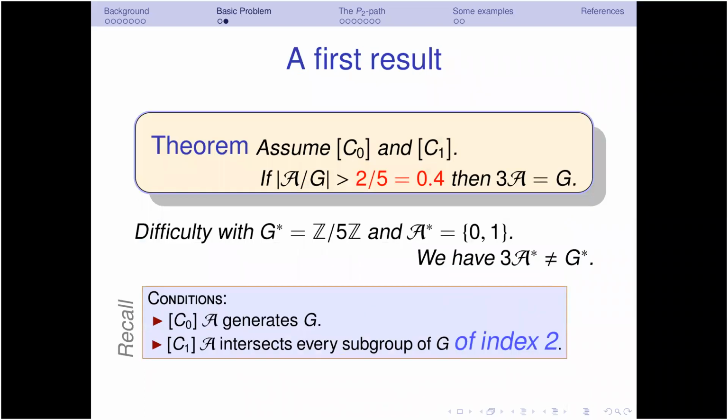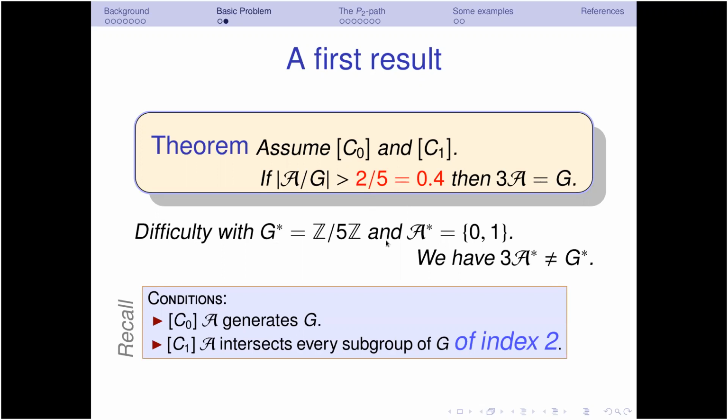Okay, so the first result we have, which is the trivial one: if |A|/|G| is larger than 2/5, then 3A is equal to G. Why is it like that? Because we avoid the index equal to 5. We only have the index equal to 2 to worry about. But we know that there is a prime in a quadratic subgroup and there is a prime out of this quadratic subgroup. So we don't have any problem with the index equal to 2. And the index equal to 5 is ruled out by this condition.